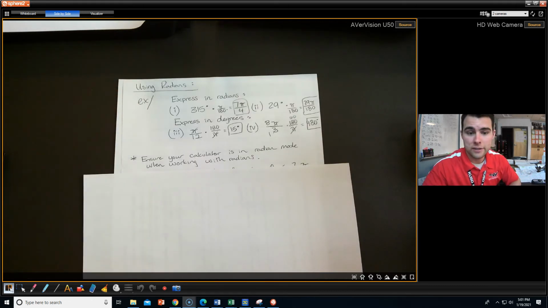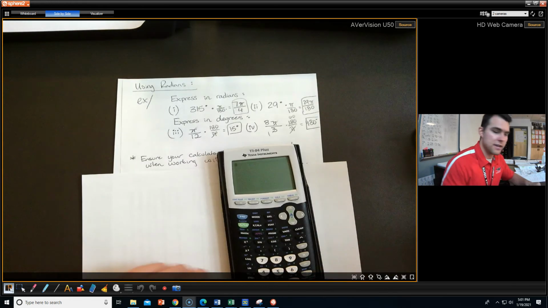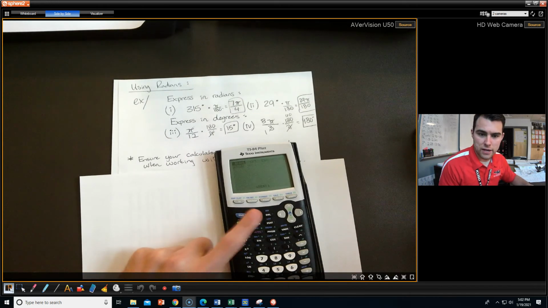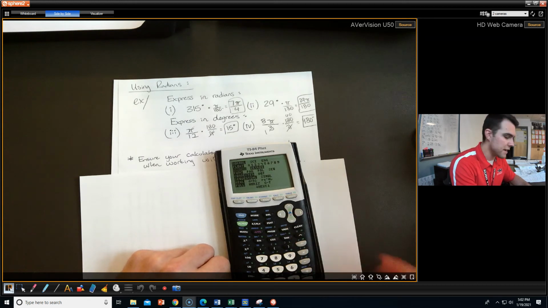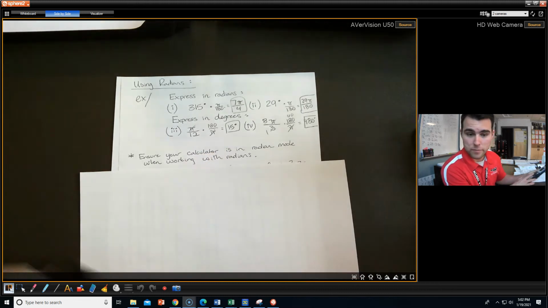At this point, ensure your calculator is in radian mode when you're working with radians. Now you need to know how to flip-flop and go back and forth, at least on these TIs. As long as you go to mode, and then you scroll down here to radian, you can click on that, and that'll change your mode. Okay.